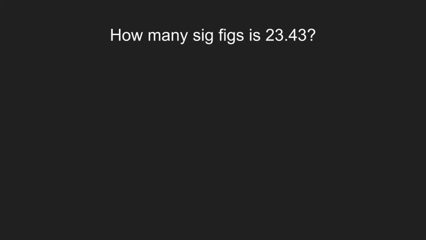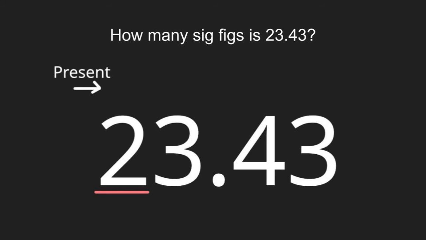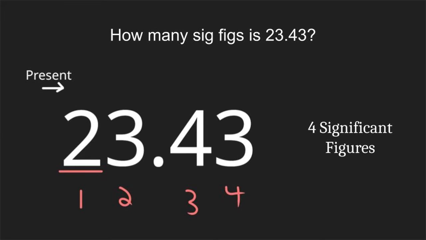So how many sig figs is 23.43? The decimal point is present here, so we're going to start on the left with the first non-zero number, which here is a 2. And then we're going to count every number to the right of it, and never stop counting. So we have the 2, the 3, the 4, and then the 3. So that gives us that 23.43 is 4 significant figures.